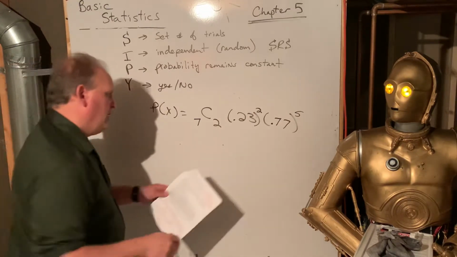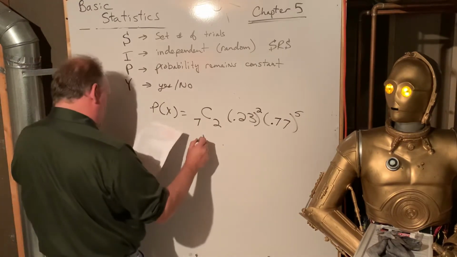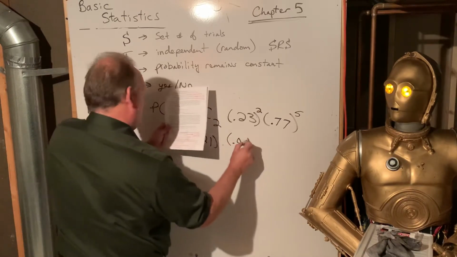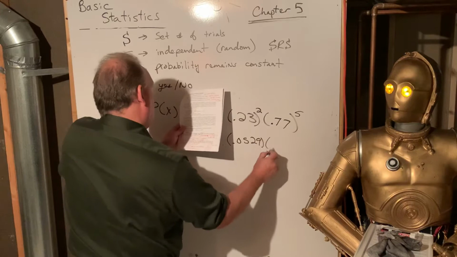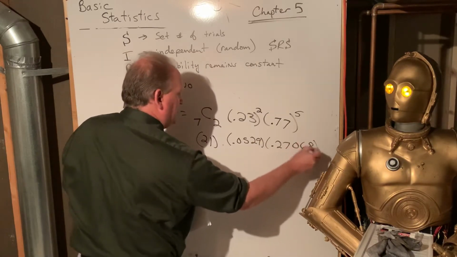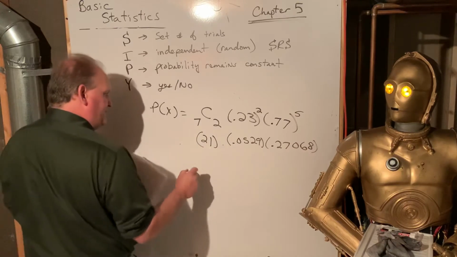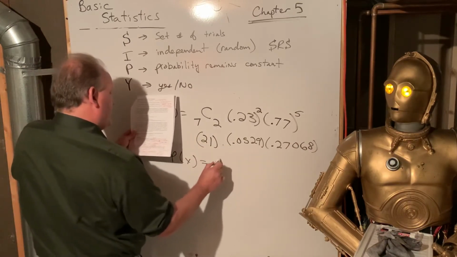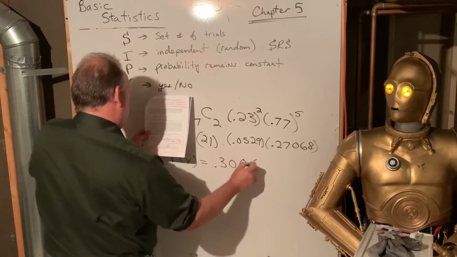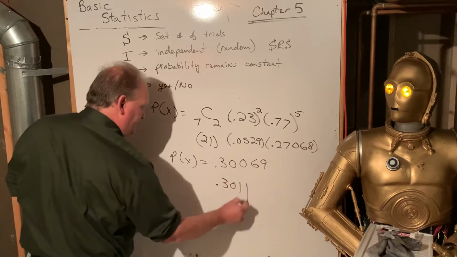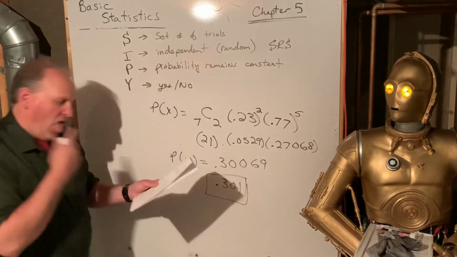All right, and so 7 choose 2, there's only 21 ways that can happen. And then this is 0.0529, this is 0.27068. And we multiply all that out, and that's our probability. There is about a 30% chance. We'll call it 0.301.